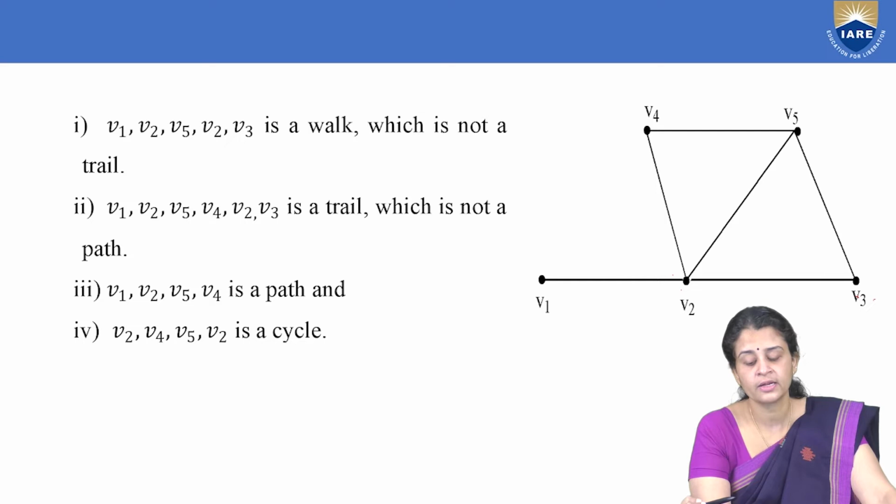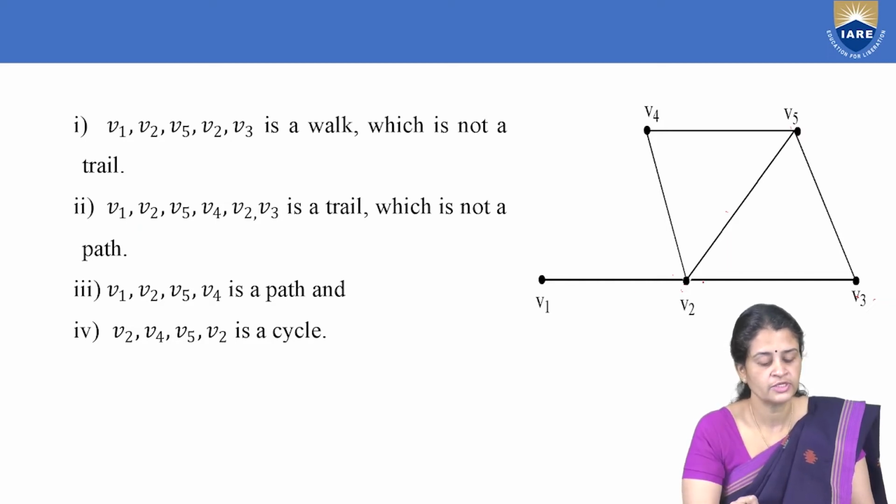It's not a trail because we are repeating the same edge twice. That is V1, V2, V2, V5, V5, V2. That is, this edge is repeated twice. So it's not a trail. It's just a walk.